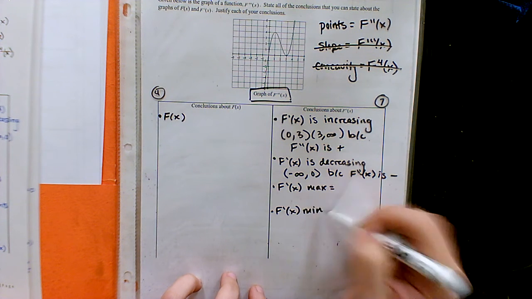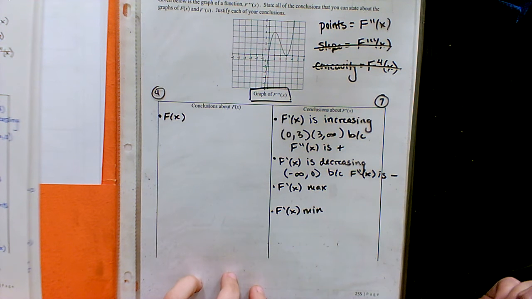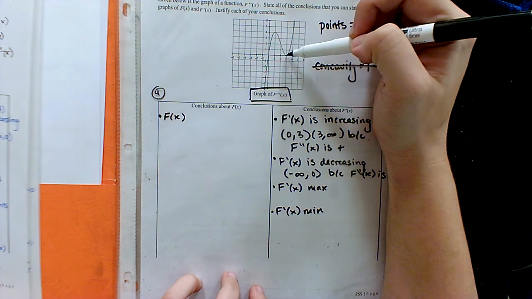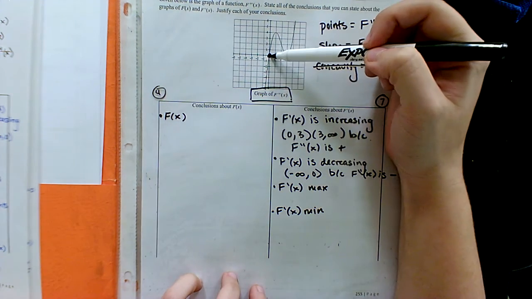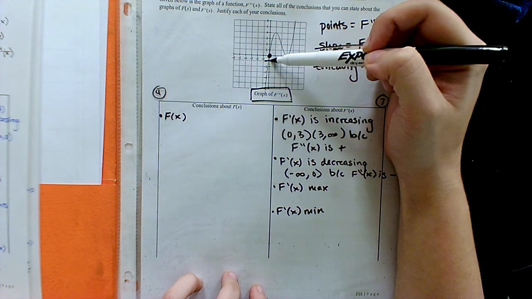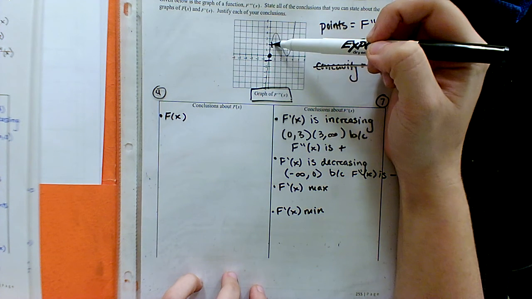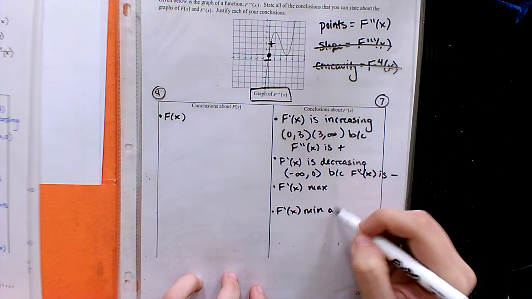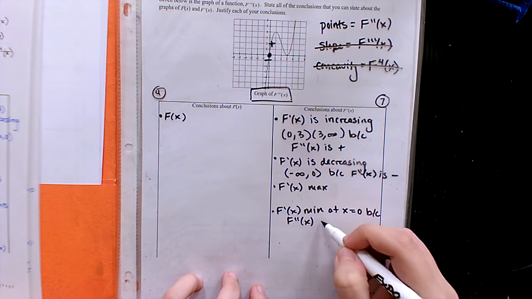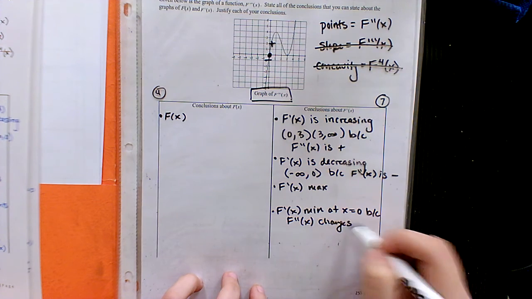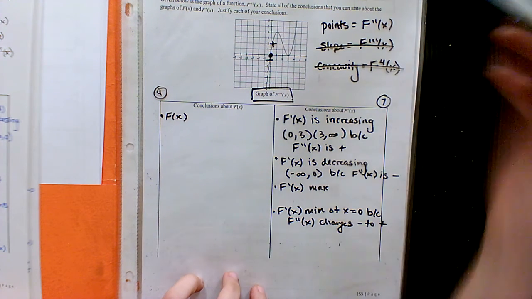Wait, 3 is not a max or min. All right, let's do 0 first. If we're negative before and positive after, that is a minimum. Min at x equals 0 because the second derivative changes from negative to positive.